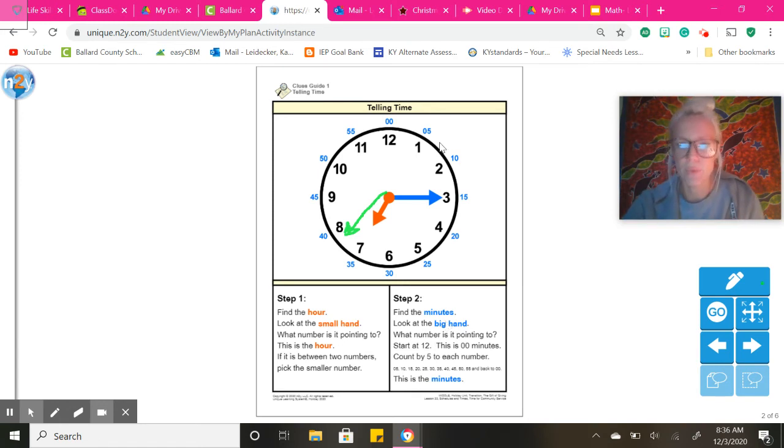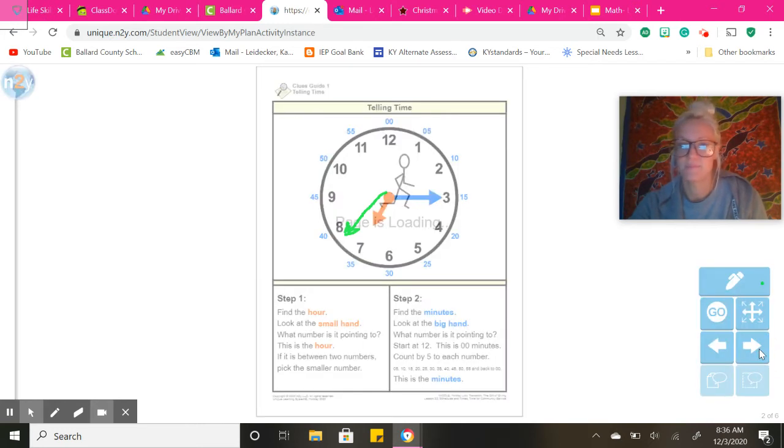And then the blue hand, which is bigger than the hour hand, that is your minute hand, the big one. So we always start at the top and we count by fives. So 5, 10, 15. So I know my time is 7:15.